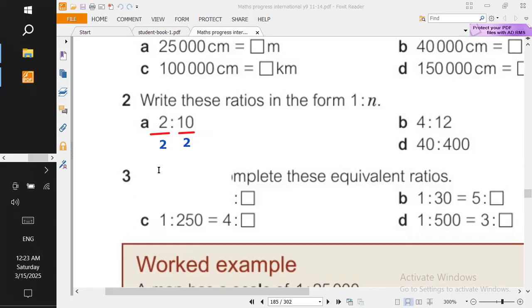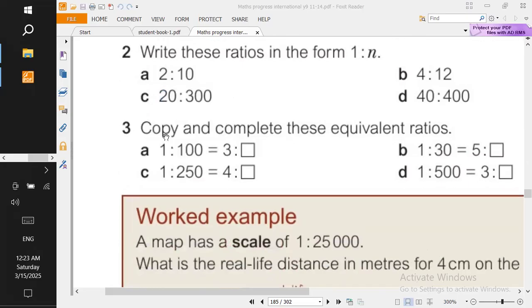So 2 divided by 2 is going to be 1. And then 10 divided by 2 is going to be 5. So the answer will be 1 to 5. And this is how you answer question 2. Same idea with all of them. You just divide them by the first number. Now let's move on to the next question.